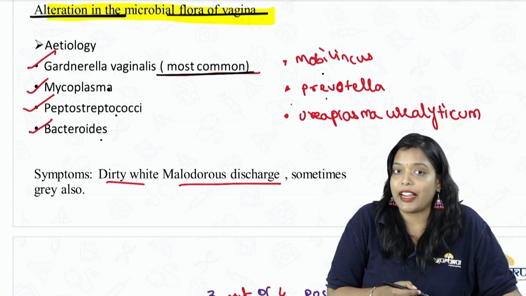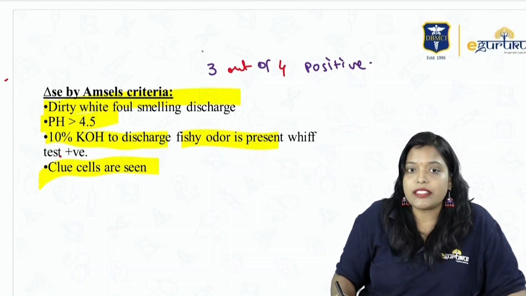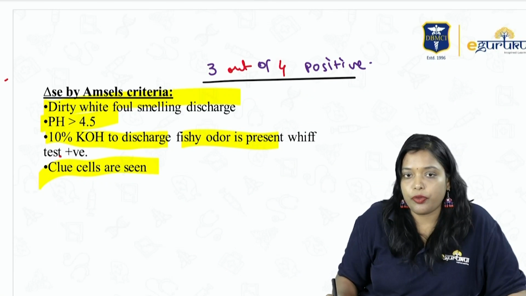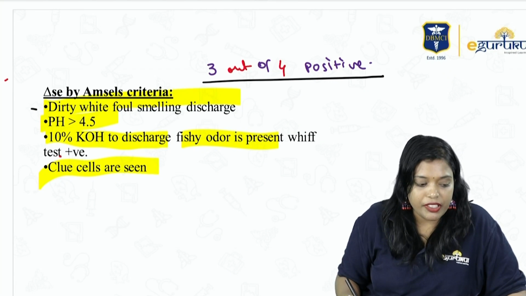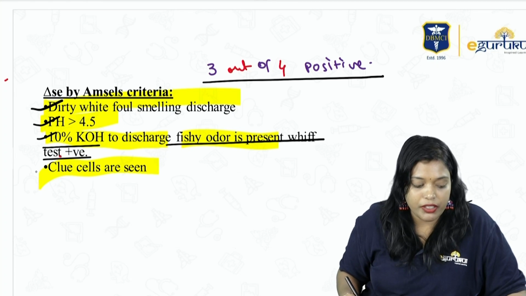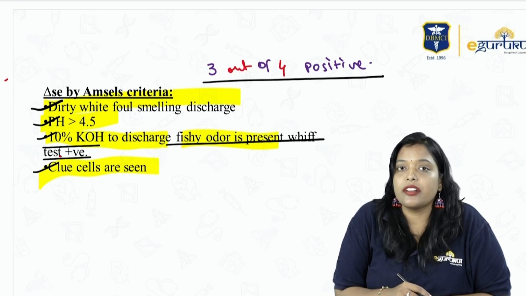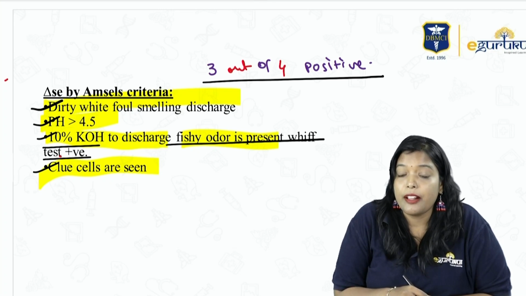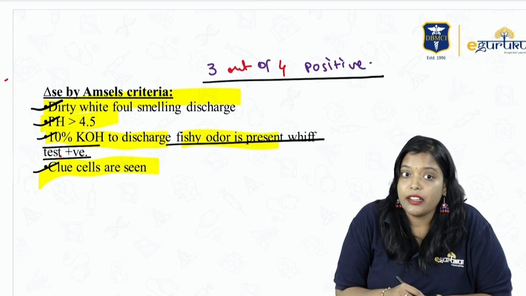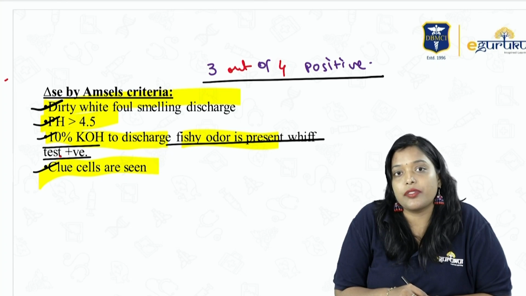Very important for the diagnosis of bacterial vaginosis is Amsel's criteria. So what is Amsel's criteria? Three out of four should be positive. They should have dirty, white, foul-smelling discharge. pH should be more than 4.5. When you apply 10% KOH, you will have a fishy odor, that is, whiff test positive, and clue cells will be positive.